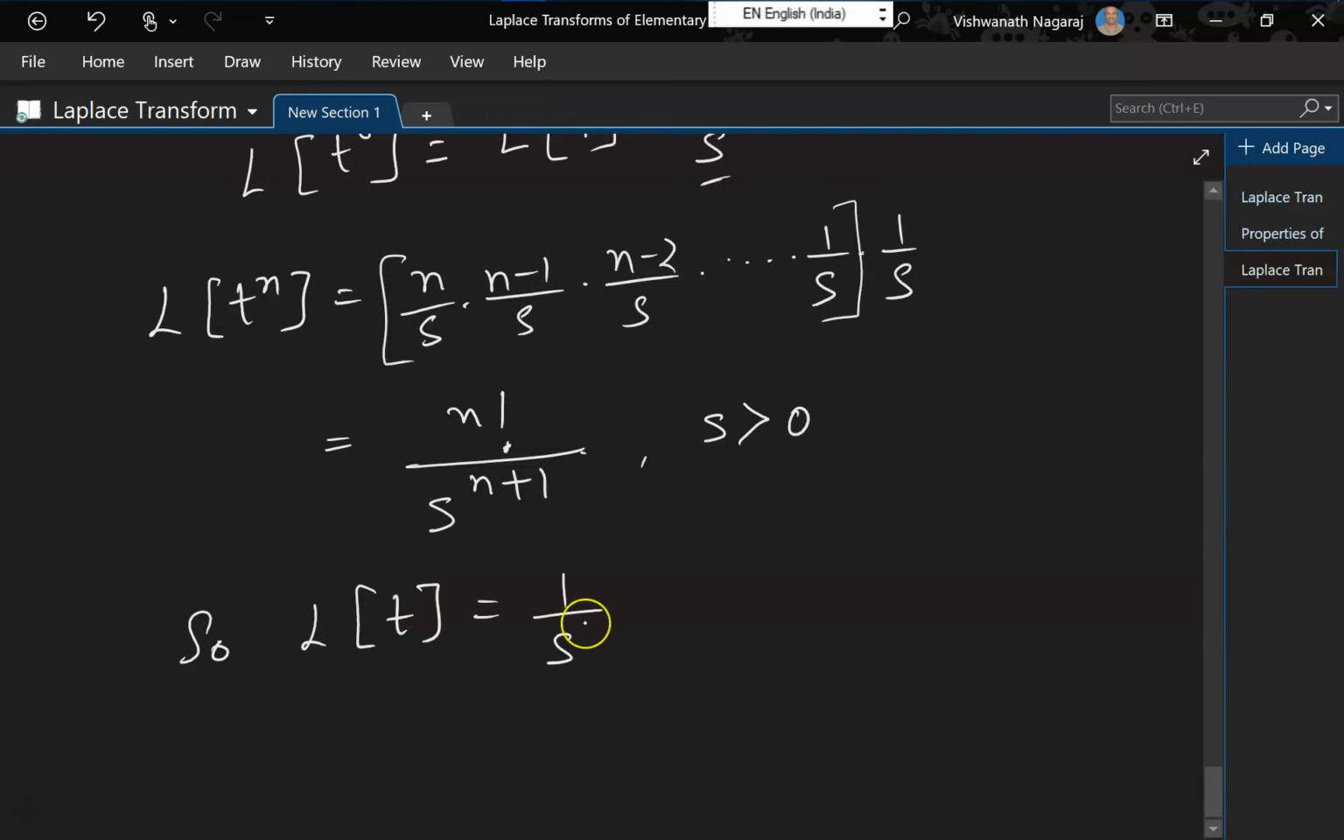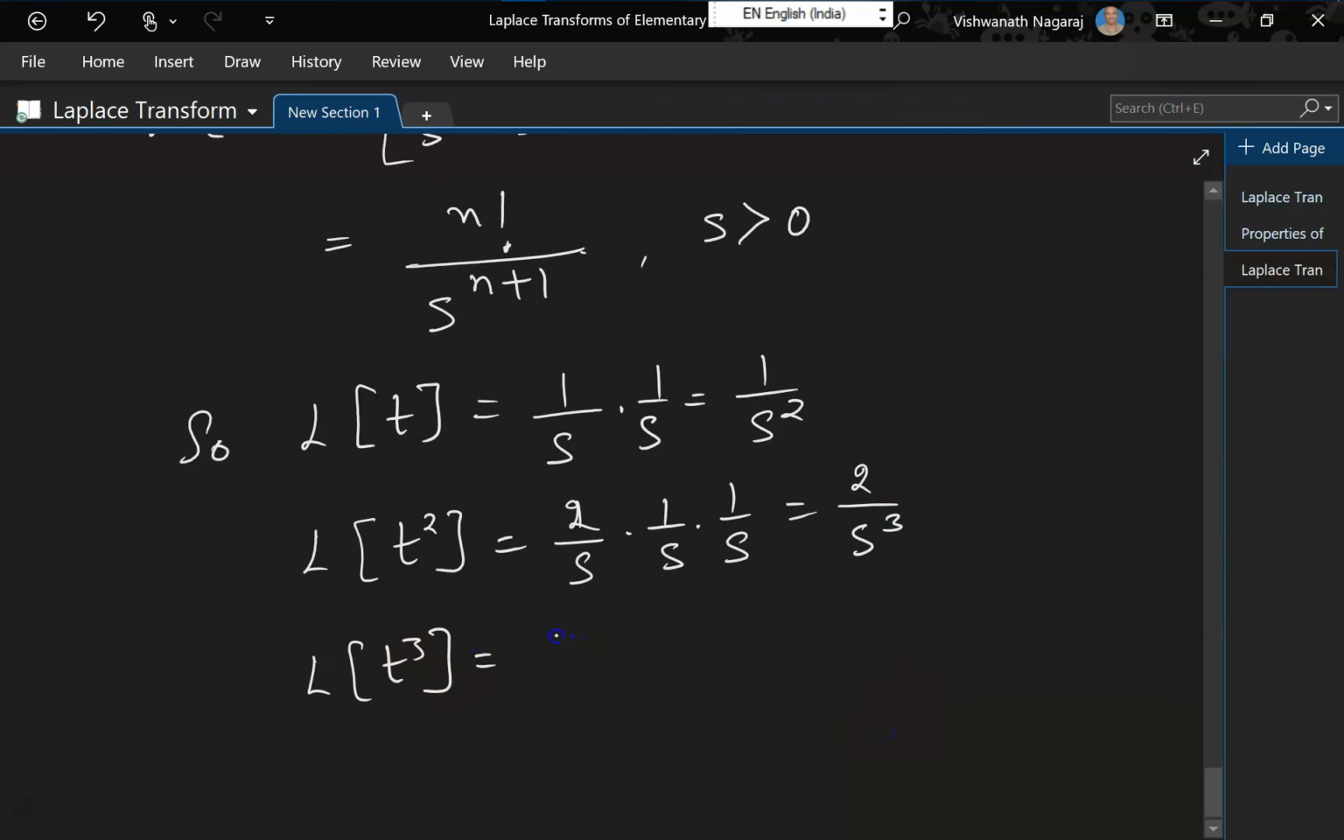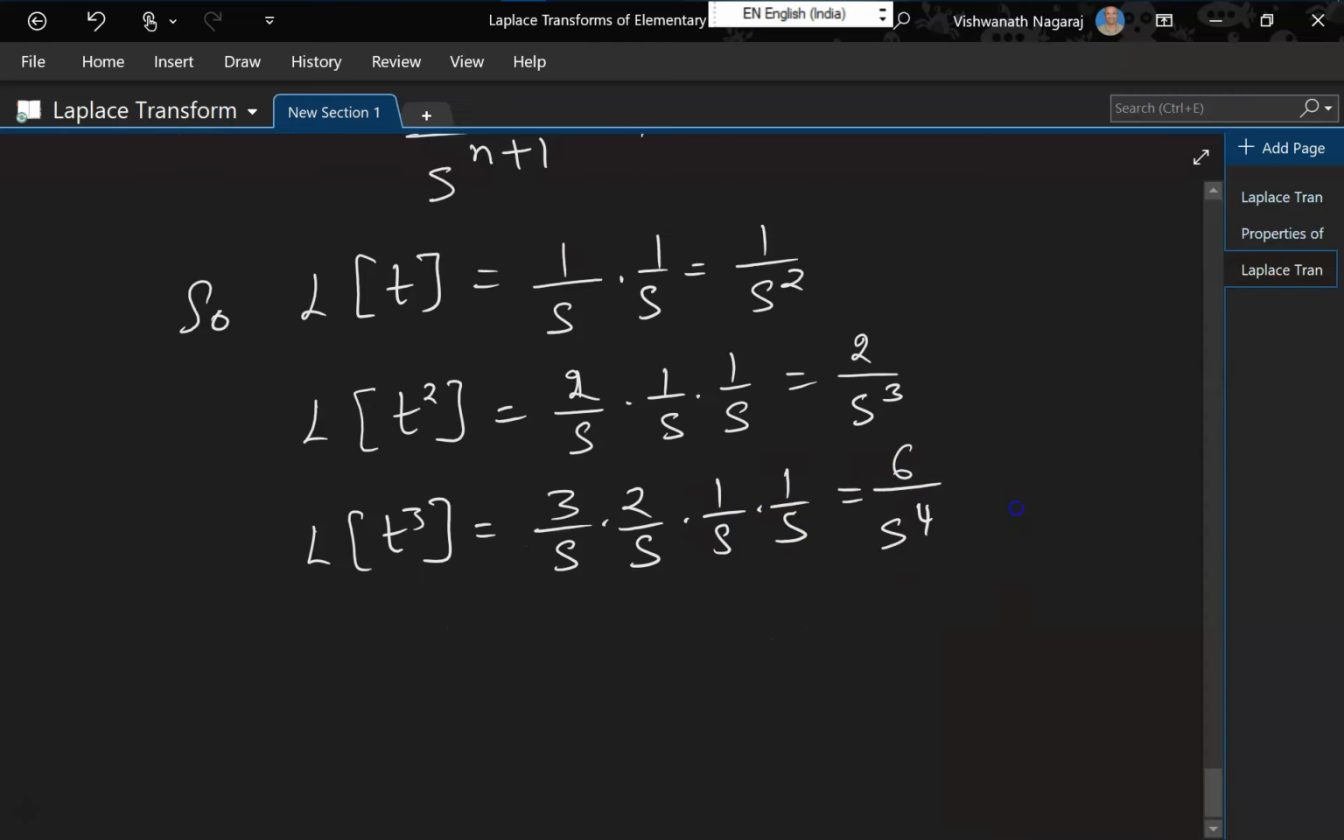What about L of t? This would be equal to 1 by s times L of t to the power of 0, which is 1 by s, so it is equal to 1 by s square. Okay. What about t squared? This would be 2 by s times 1 by s times 1 by s, which is equal to 2 by s cube. t cube would be 3 by s times 2 by s times 1 by s times 1 by s, which is 6 by s to the power of 4, and that's how it will go.